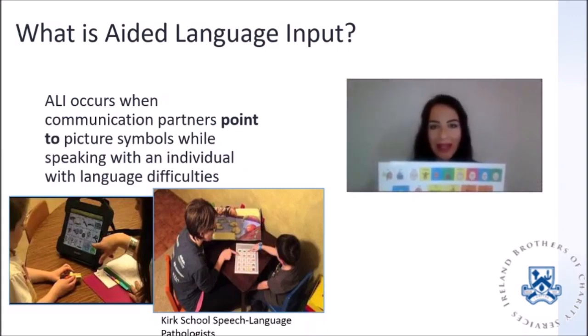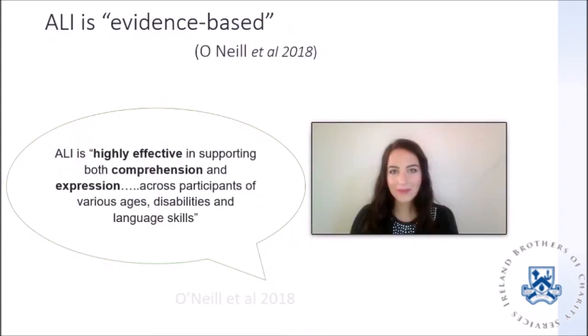Communication partners can use ALI with lamh and pictures at the same time. So for example, it's really hot today. ALI is evidence-based, so you can see in this quote here from O'Neill et al. 2018 that ALI is highly effective in supporting both comprehension and expression across participants of various ages, disabilities, and language skills. We use ALI to teach language and also to help our language learners express themselves using AAC.